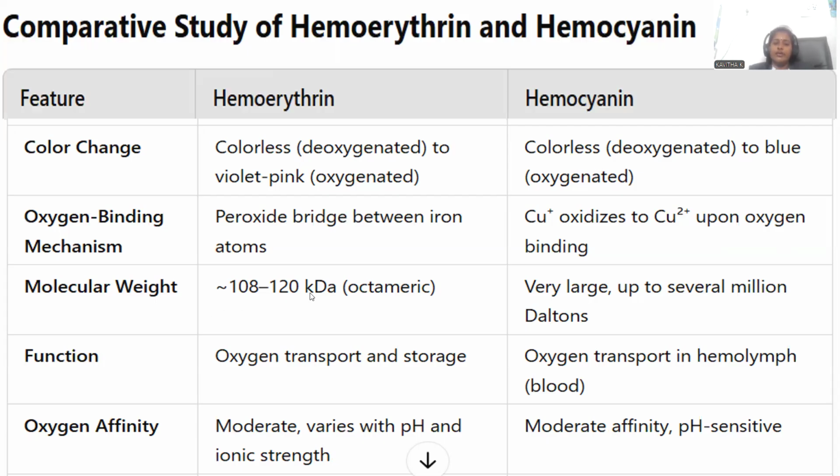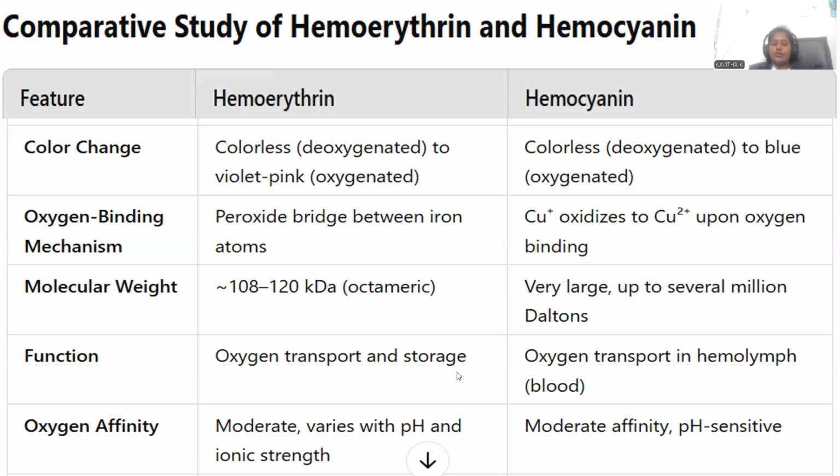Molecular weight is 108 to 120 kilodaltons, being octameric and heavier in nature. Very large molecular weight for hemocyanin, several million Daltons, depending upon the number of subunits combining.